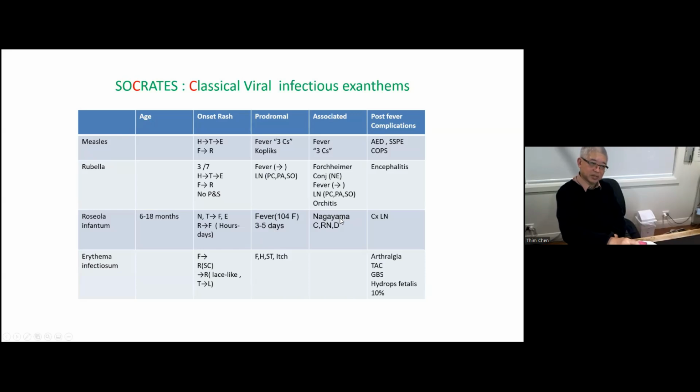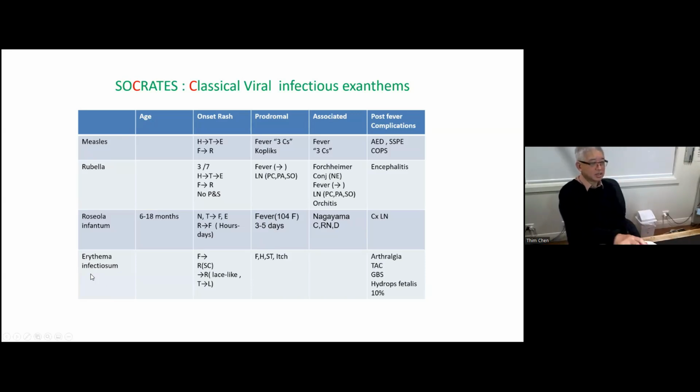Nagayama spots are seen in apparently 65% of cases of roseola infantum during the febrile phase. So it's seen in the uvulo-palatal area. You can see spots between the uvula and the palate, and there's cough, runny nose, and diarrhea. Erythema infectiosum is caused by parvovirus B19.